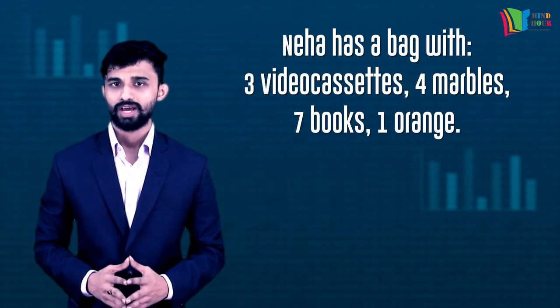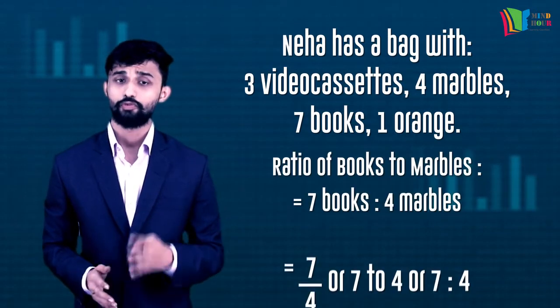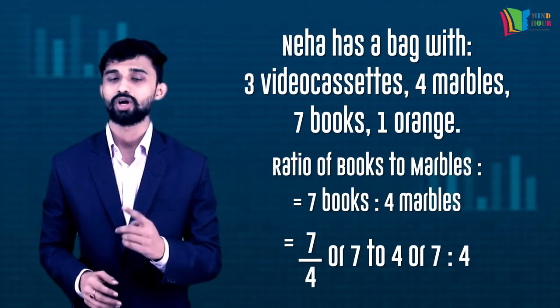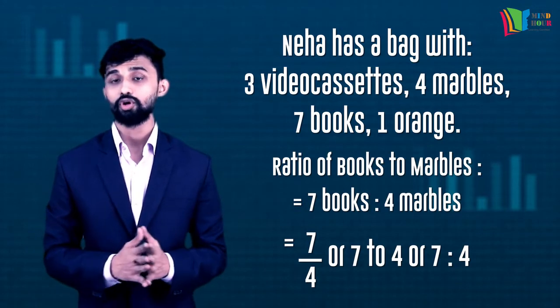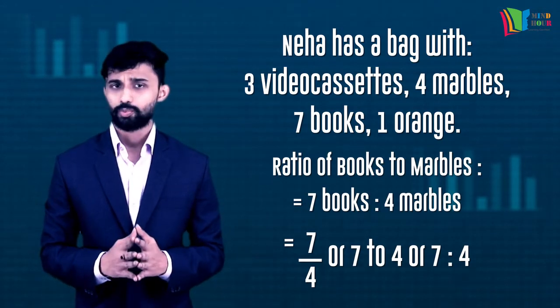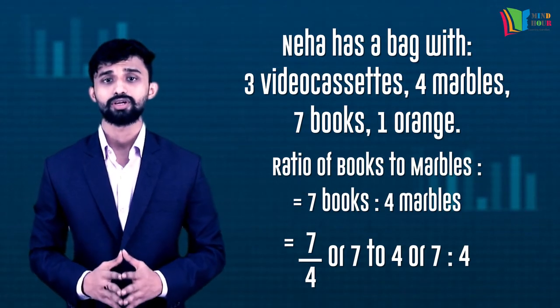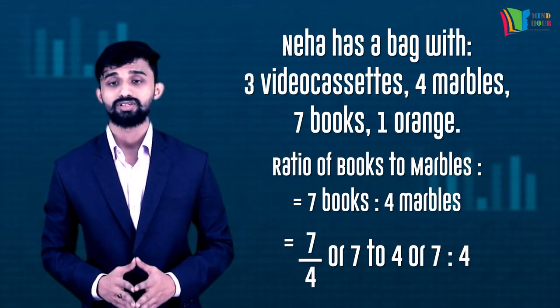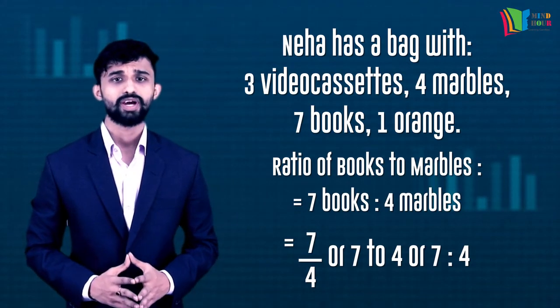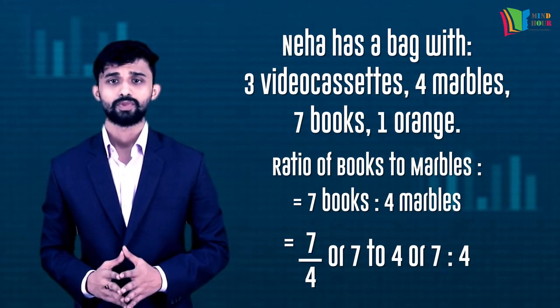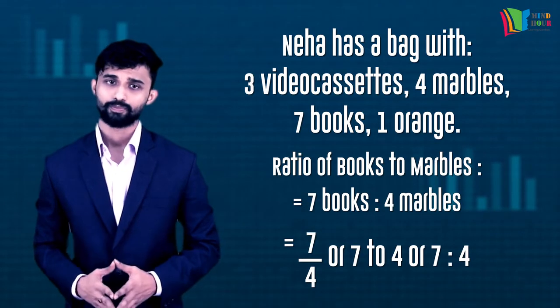Let's solve an example problem now. Neha has a bag with 3 video cassettes, 4 marbles, 7 books and 1 orange. What is the ratio of books to marbles? Expressed as a fraction with the numerator equal to the first quantity and the denominator equal to the second, the answer would be 7 by 4. Two ways of writing the ratio are 7 to 4 and 7 colon 4.